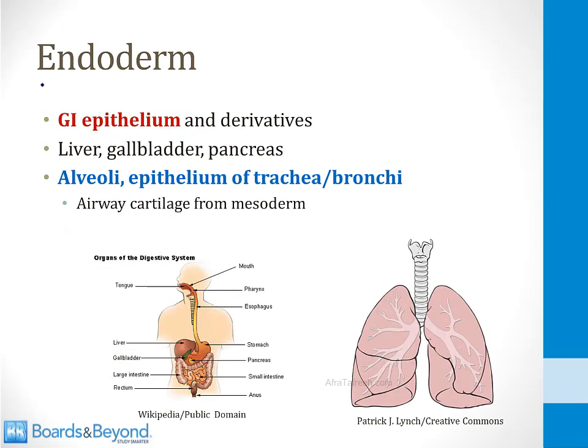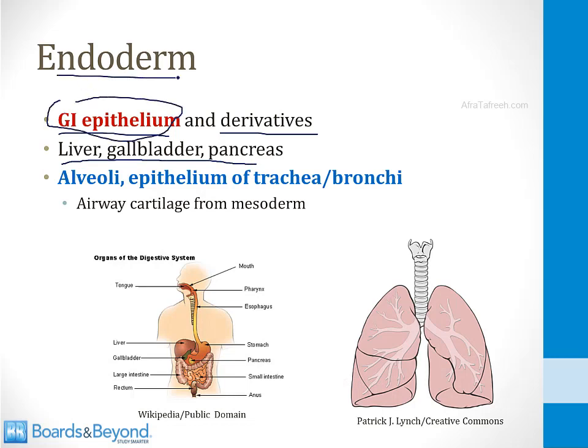Now let's talk about the endoderm. The major structure that derives from this germ layer is the GI epithelium and other structures that are derivatives of the GI tract. I talk about this in more detail in the video on GI embryology. But for example, the liver, gallbladder, and pancreas all develop as offshoots of the GI epithelium, and therefore they also come from endoderm. In addition, much of your lungs comes from endoderm. The alveoli and the epithelium of the trachea and bronchi all come from endoderm.